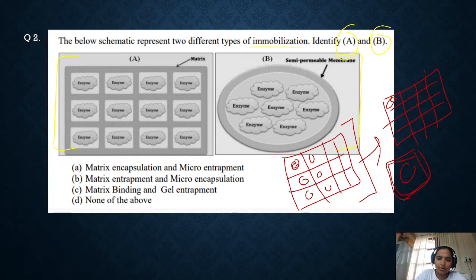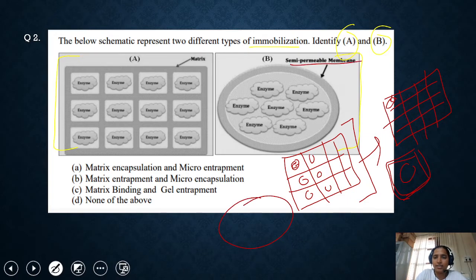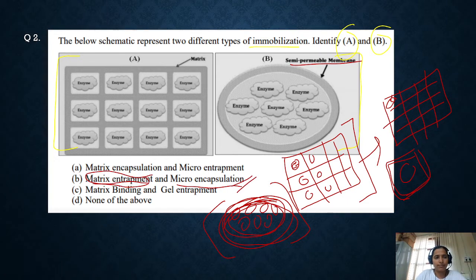In this figure you have observed that this is a semi-permeable membrane. So this is only one boundary and all the enzymes are entrapped or immobilized in this space only. Means this is a type of microencapsulation. So for this question the answer is B. First one is showing the matrix entrapment and the second one is showing microencapsulation. Okay, so the answer to this question is B.